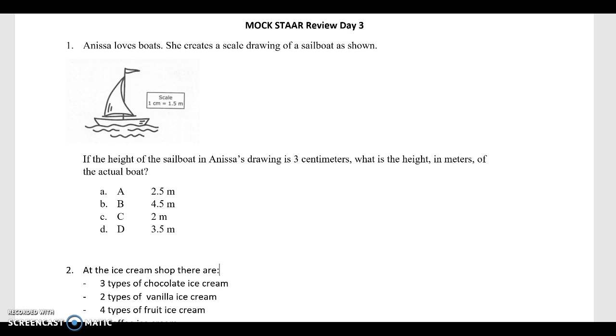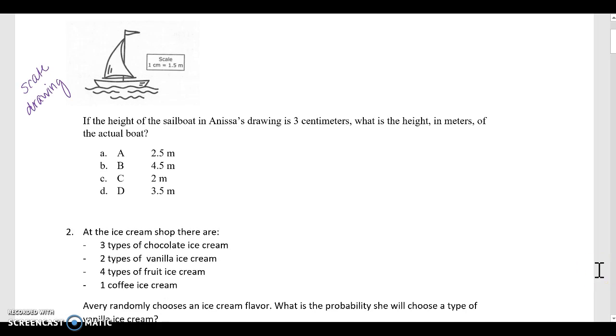Alright, so number 1 says, Anissa loves boats. She creates a scale drawing of a sailboat as shown. If the height of the sailboat in Anissa's drawing is 3 centimeters, what is the height in meters of the actual boat? So it tells us here that we're dealing with scale, which means it's a scale drawing problem. And if you remember back to learning that concept, we did a proportion, right? We did the scale on the left side, and we did drawing over actual.